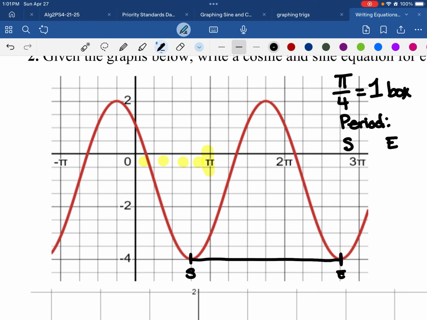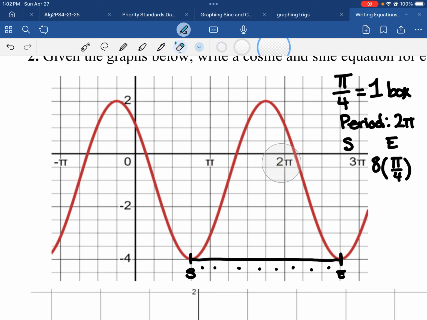You could say, hey, 8 boxes equals 2 pi. How many boxes do I have? Does that equal 2 pi? Or you can count up however many boxes you have and take it times pi over 4, because that equals 1 box. So I have 1, 2, 3, 4, 5, 6, 7, 8. If I took 8 times pi over 4, that would equal 2 pi. Or if I just come up here and finish counting with that yellow highlighter, 4 gave me pi, 5, 6, 7, 8. That gets me my 2 pi. Up to you. So now that I found my period, that's what I want to use for my period.